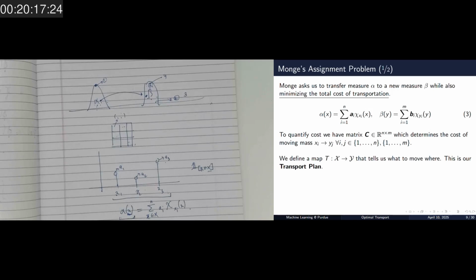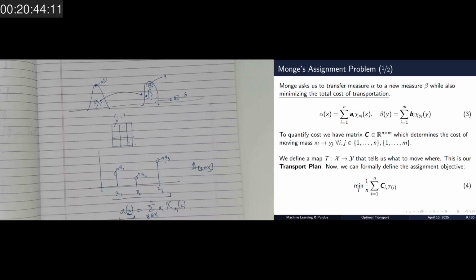Mass present in x_i position y_j. All right. So now we define a map from the space of x to the space of y that just tells us what we are going to move where, and this becomes our transfer plan. So now we can formally define the assignment objective that was introduced by Monge in the 1700s, where you want to minimize your cost of transportation by optimizing over your transport plan.